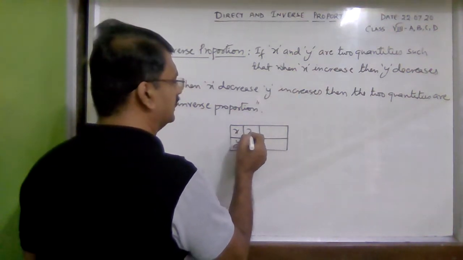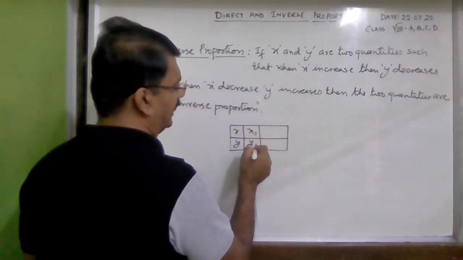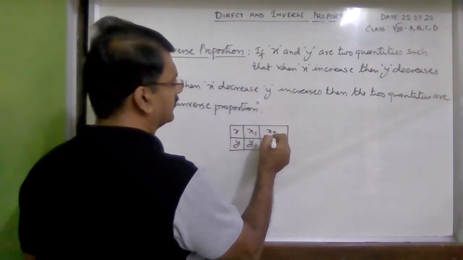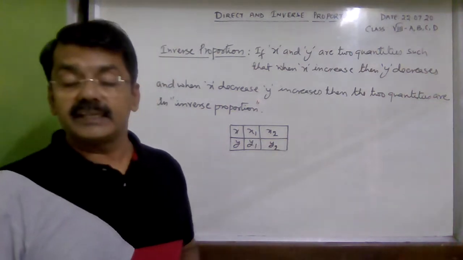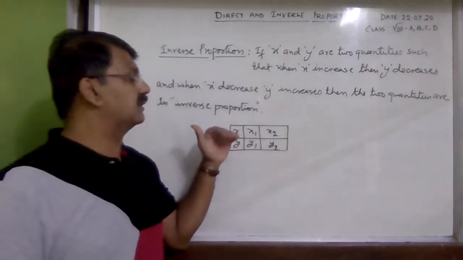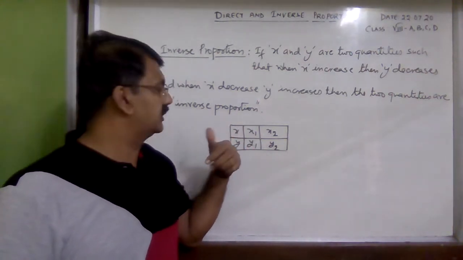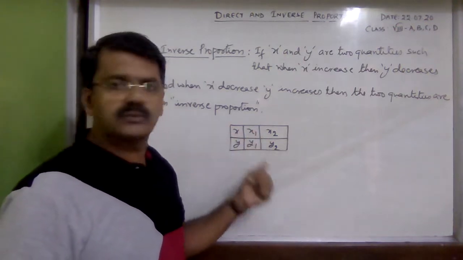in a particular situation, the value of x is x1 and the value of y is y1. Then the value of x becomes x2 and the value of y becomes y2. I told you in case of direct proportion, when x and y are in direct proportion, then x1 upon y1 is equal to x2 upon y2.